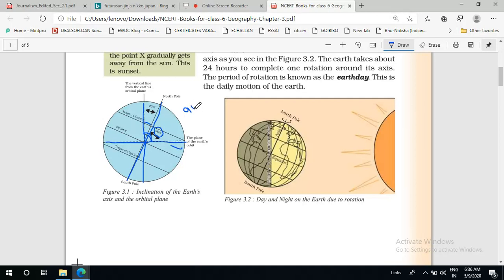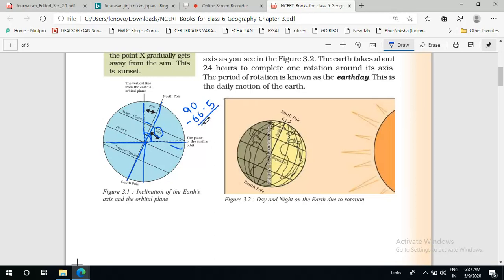90 degrees there, and the angle which is made by the axis with the orbital plane is 66 and a half. So what are we doing? We will subtract this, and we will get 23.5. Okay, 66.5 has been subtracted from 90, and what is the answer? Answer is 23.5.